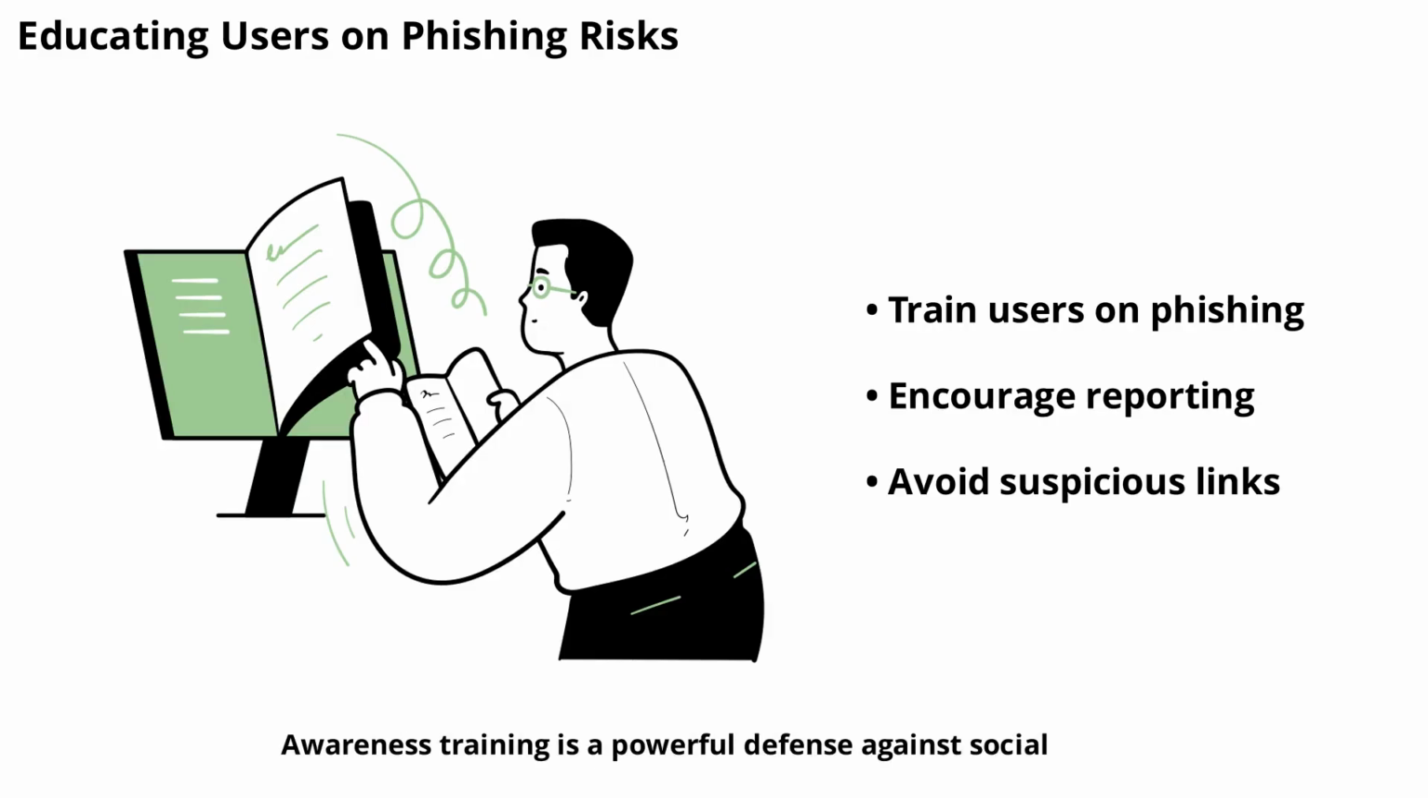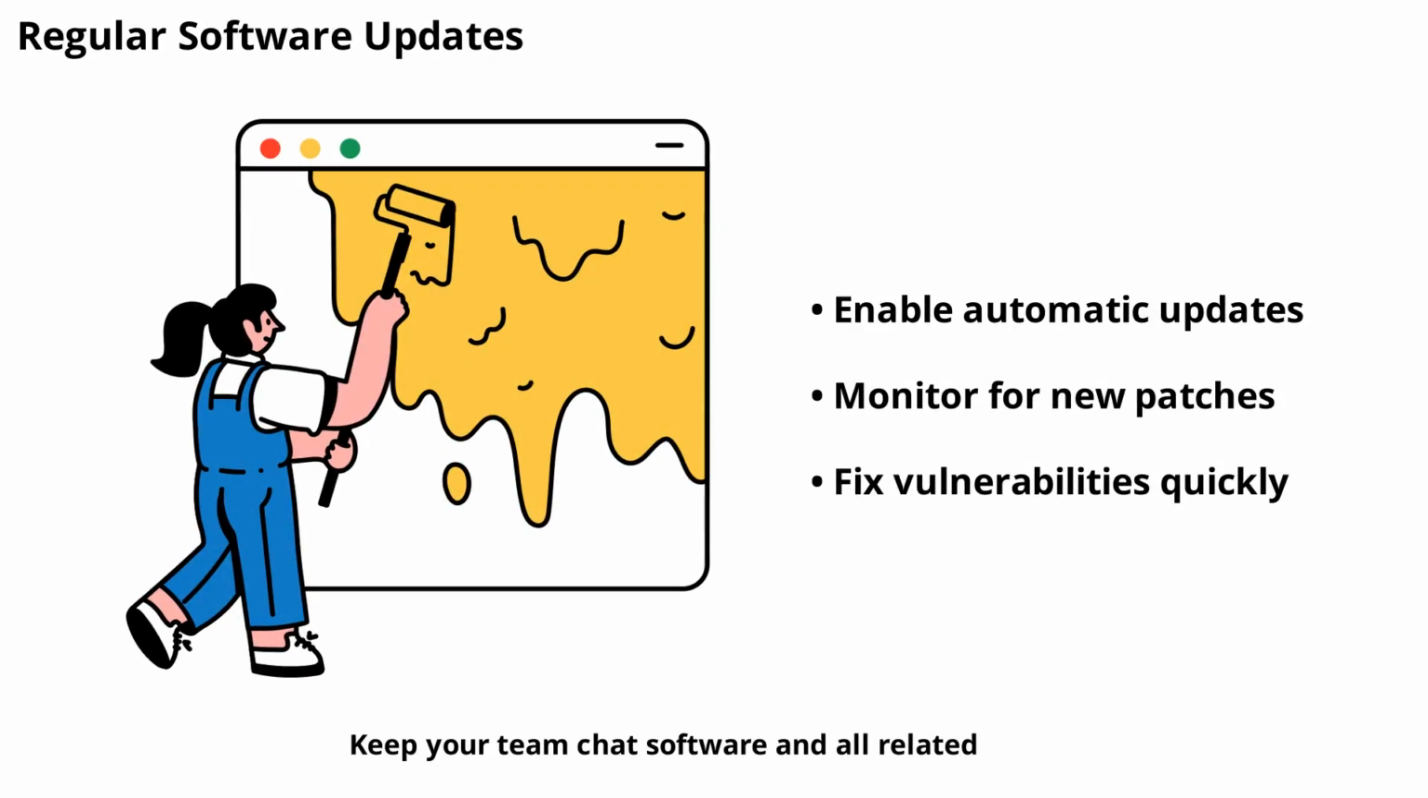Awareness training is a powerful defense against social engineering attacks that target your team chat software. Keep your team chat software and all related tools up to date with the latest security patches. Enable automatic updates where possible and monitor for new releases. Regular updates fix vulnerabilities and help protect your system from emerging threats. Staying current is a simple but vital part of maintaining security.